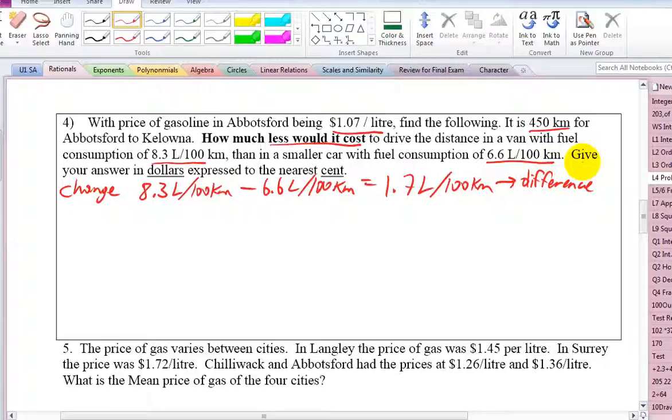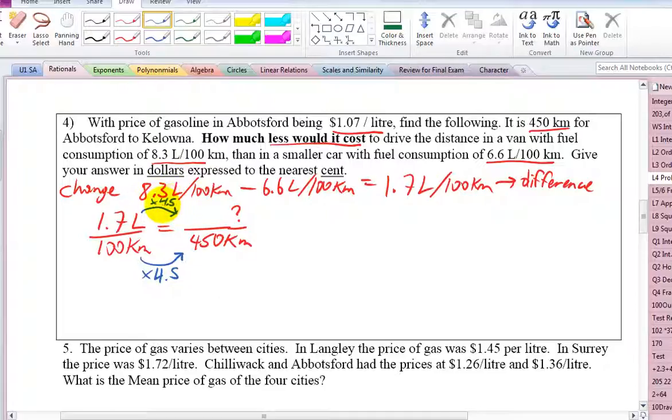Okay, so what we're going to do then is use that to figure out how much gas would be used, and then how much that would cost. So 1.7 liters per 100 kilometers, and they drove 450 kilometers. How much extra fuel would that take? What's the difference in fuel? So in order to go from 100 to 450, what would you multiply by? Times 4.5. You'd do the same thing to the top to keep your fraction the same.